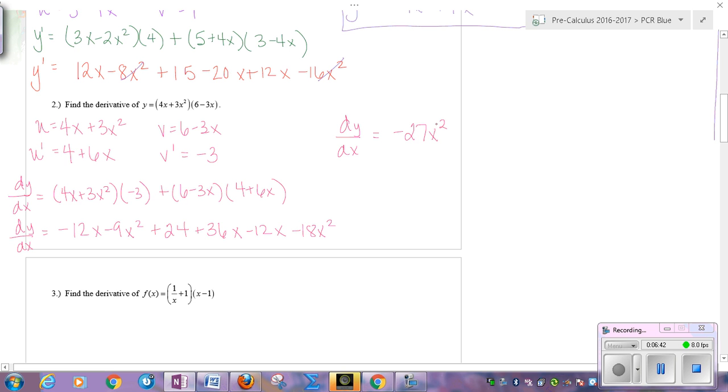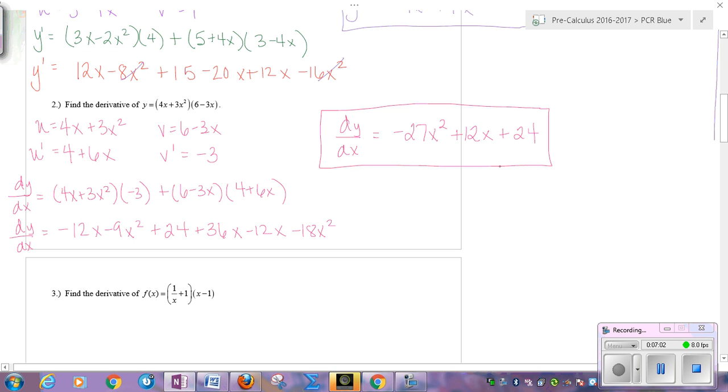Everybody agree with me on that? If you don't, too bad. You're going to have to take it up with me when I get back. Combine your x's, you got 12x, and your constants, you got 24. Okay, and then that's your derivative. Okay, all right, so there's the derivative of that.